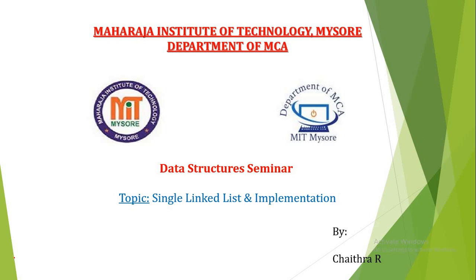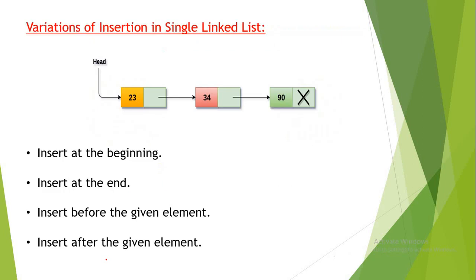Hello everybody, welcome back. In the previous video we discussed linked lists, their types, operations performed on a single linked list, and also learned the coding for insertion and deletion from the front end or from the beginning. Today in this video we are going to learn the variations of insertion in the single linked list. That means in how many ways we can insert a new node into the linked list. So let's move on to the topic.